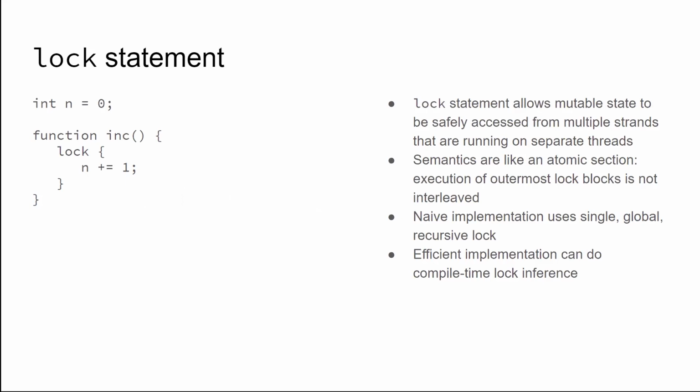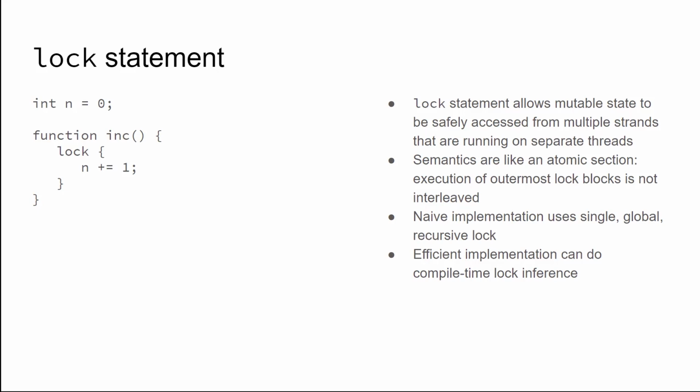Okay, next bit. This is probably the most complicated thing in Ballerina: concurrency safety. Let's start off with the easiest aspect of it. We have a lock statement, and the lock statement allows you to access mutable state from multiple strands running on separate threads with well-defined results. The semantics is that it's like an atomic section.